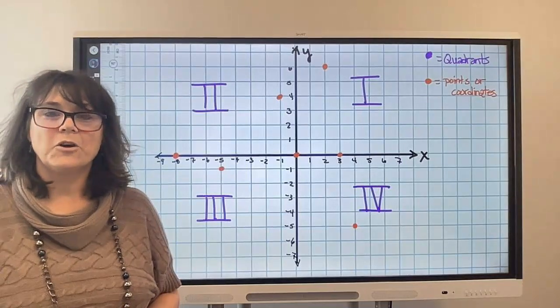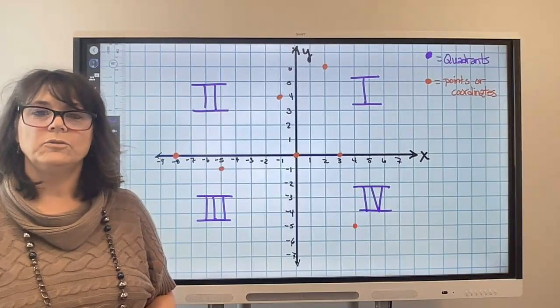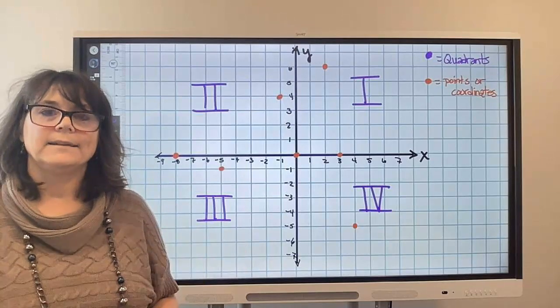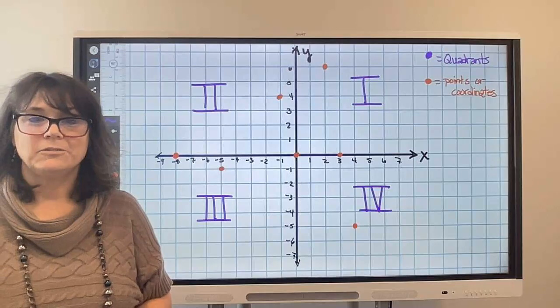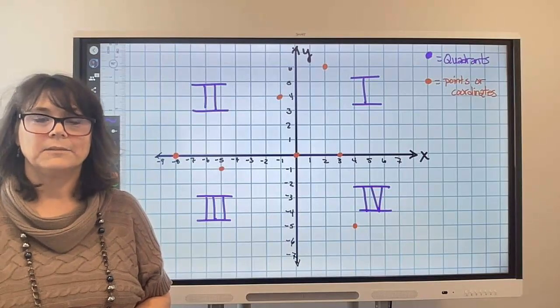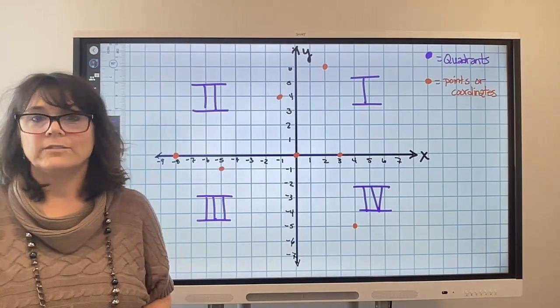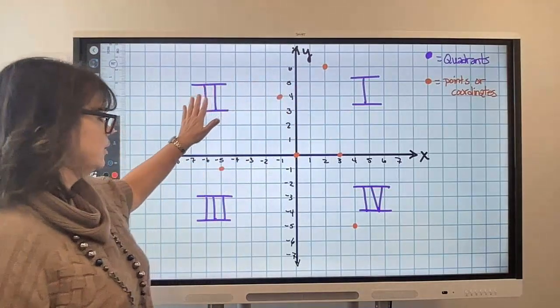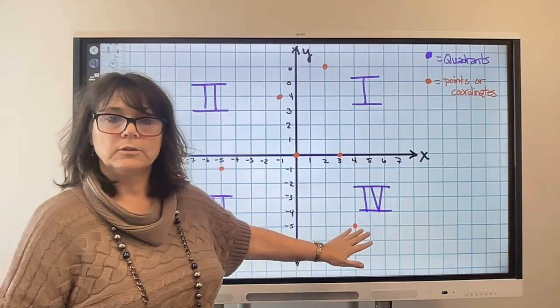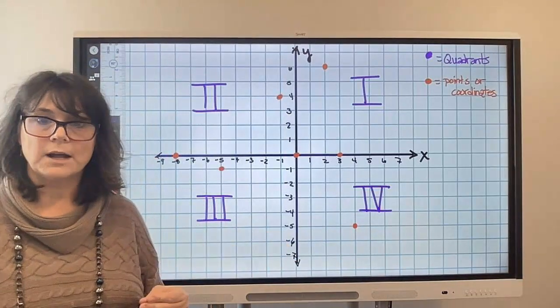Take a few minutes to go through with you how to read and plot coordinate points on a Cartesian graph. So notice that I have a graph set up here. And as we know, all graphs have 4 quadrants. Notice the big purple numbers that I have here. They are always Roman numerals, and those are the names of each quadrant.